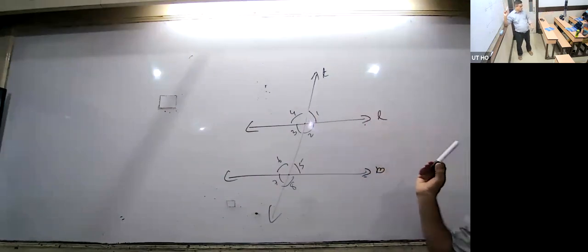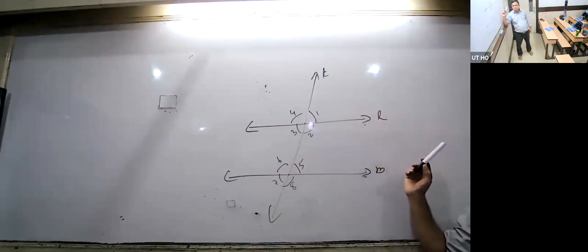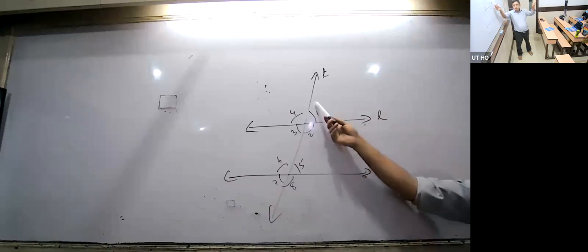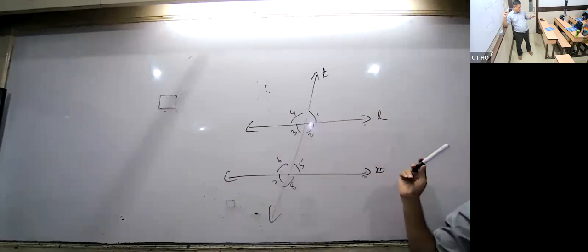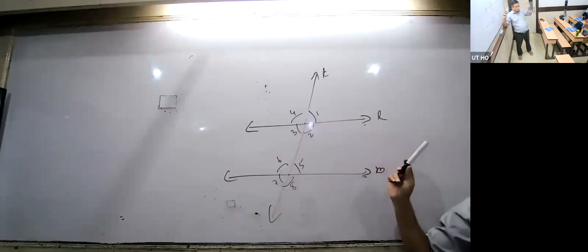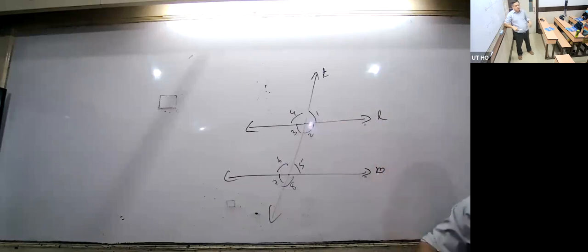Adjacent angles or linear pair angles. 1 and 4, 2 and 3. 1 and 2 is not a linear pair. Tell 6. Okay, 1 and 4, 1 and 2, 2 and 3, 3 and 4, 6 and 5, 5 and 8. How many pairs did you get? 8 pairs are there. Okay, adjacent angles.